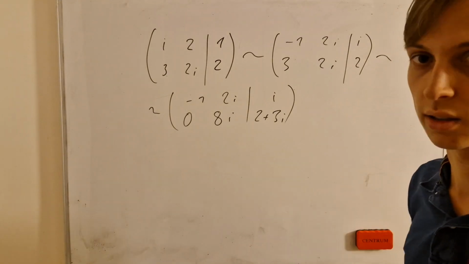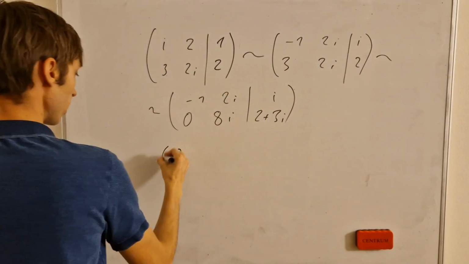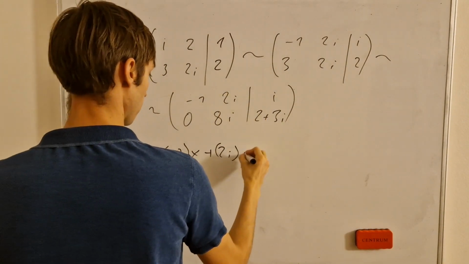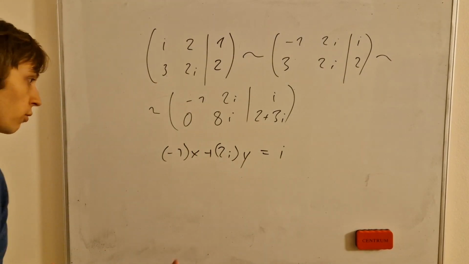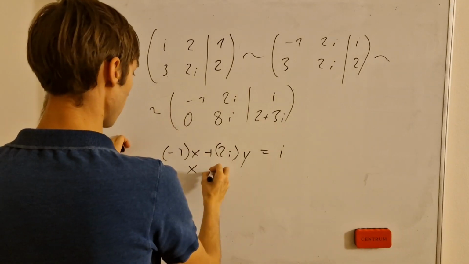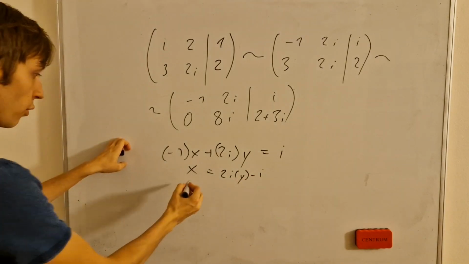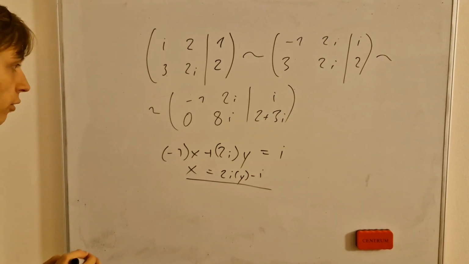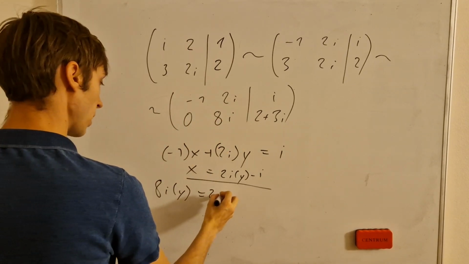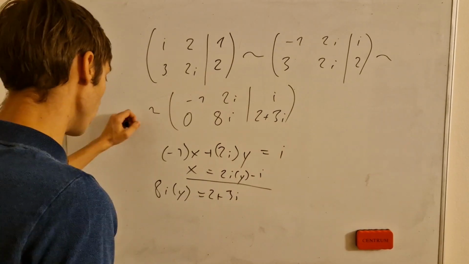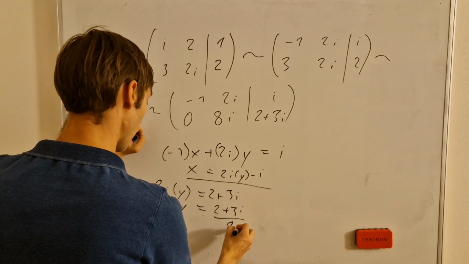So what we can do now is solve it as a system of linear equations, convert it back to x and y. And that would be minus 1 times x, like this. That's the first row. So it's possible to solve for x, for example. We would have 2i times y minus i for x. And for y, well, 0x plus 8i y equals 2 plus 3i. Well, that would be that y is 2 plus 3i over 8i.